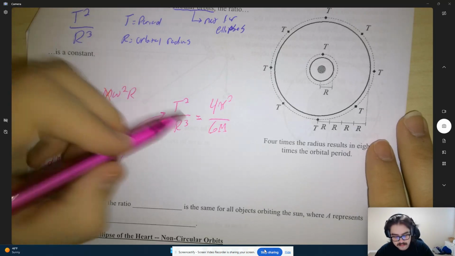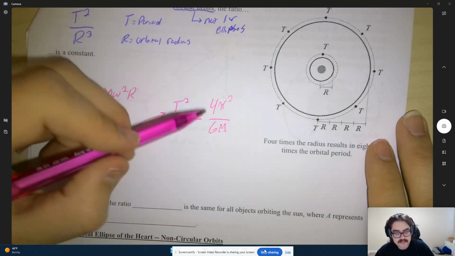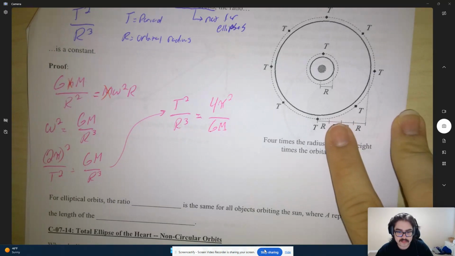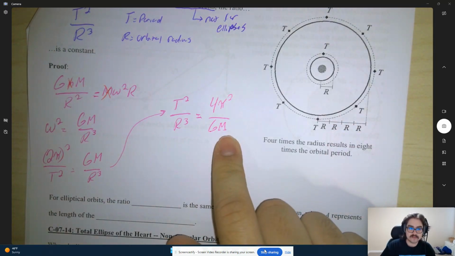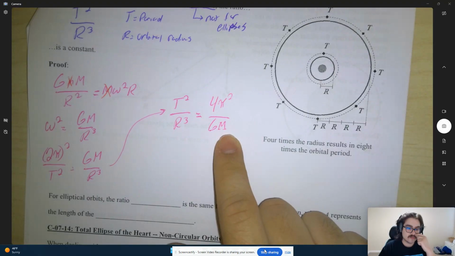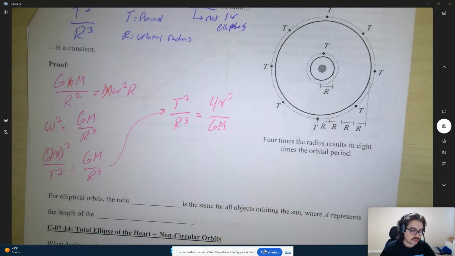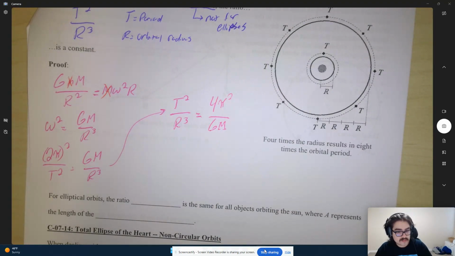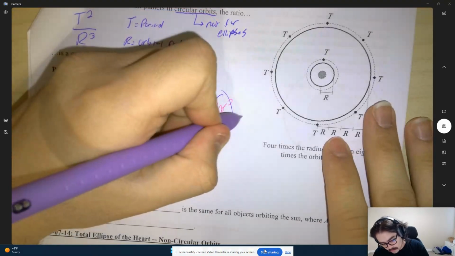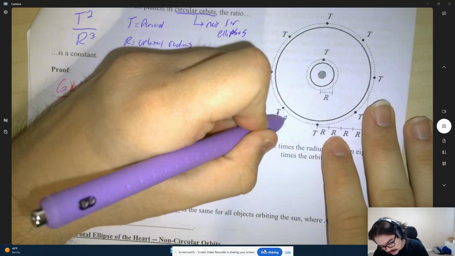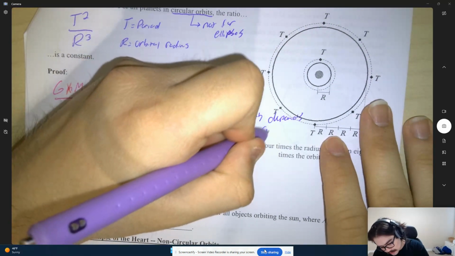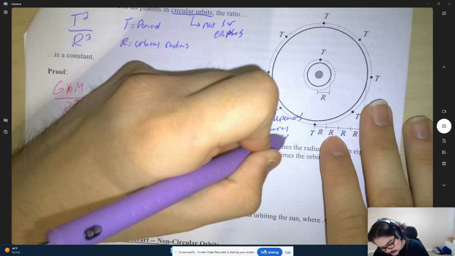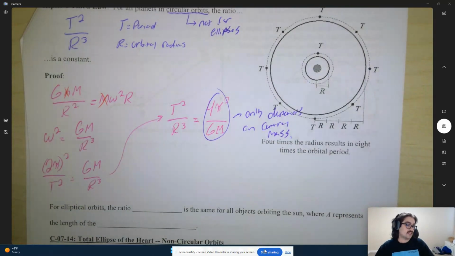Now, do you notice that this ratio, T squared over r cubed, is not dependent on anything that the little mass does? G is constant and big M is the mass of the larger mass, the central mass. So there's not really anything that little mass can do to change this ratio. It only depends on the central mass. If we were to change something about the central mass, that would change it.